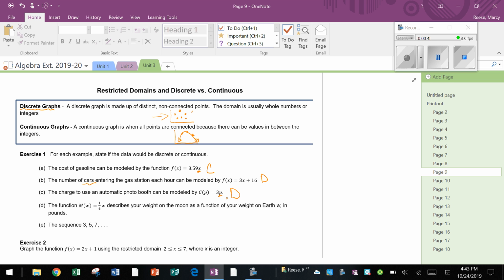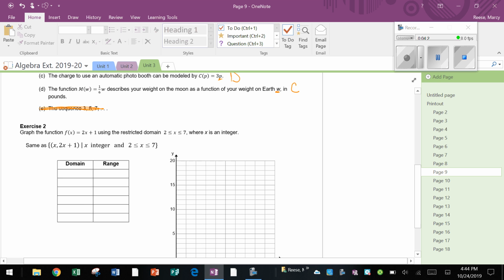Okay, D. The function m of w equals 1/6w describes your weight on the moon as a function of your weight on Earth, w, in pounds. So if you can have fractional weight measurements, which obviously you can, you're not just going to be 1 pound, 2 pounds, 3 pounds, or 104 pounds, or 115 pounds. You're going to have numbers in between, so that would be continuous. And then E you can cross out.